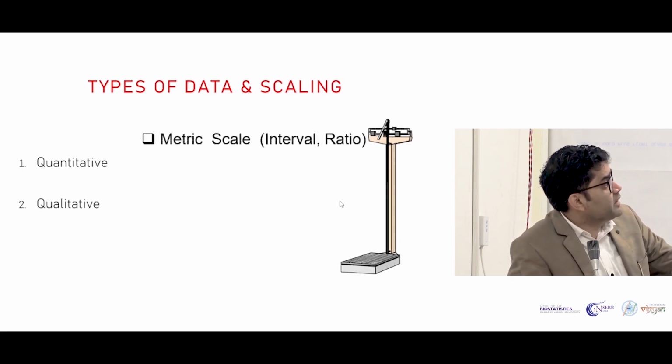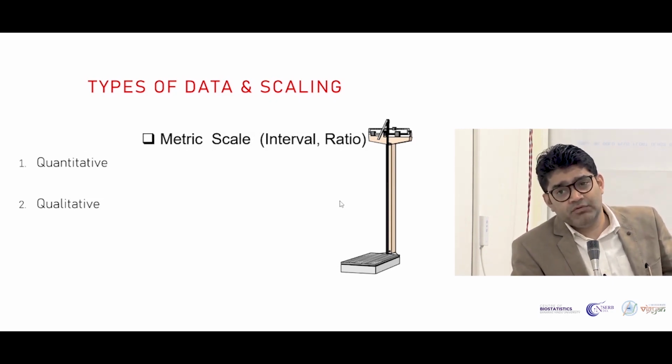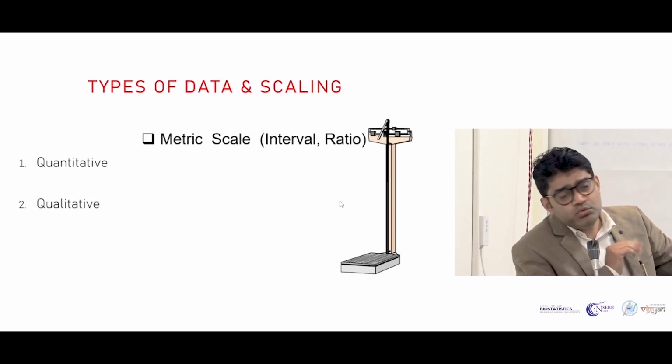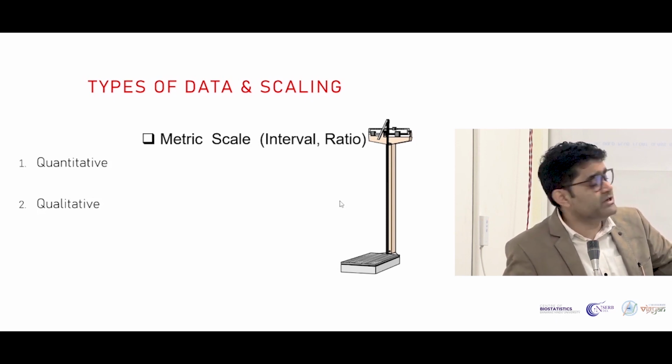First one is metric scale. The quantitative data we measure on metric scale. Within metric, we have two classes. One is your interval class and second one is your ratio class.